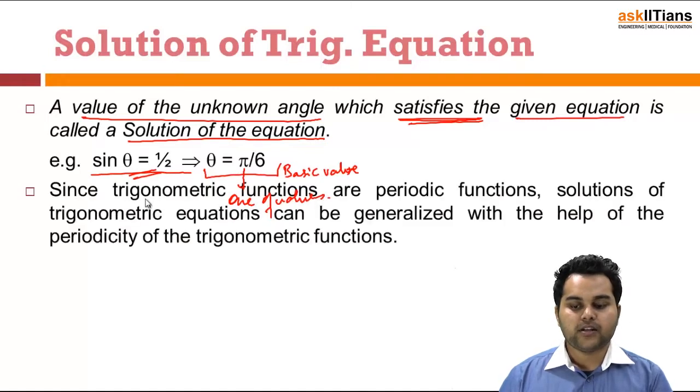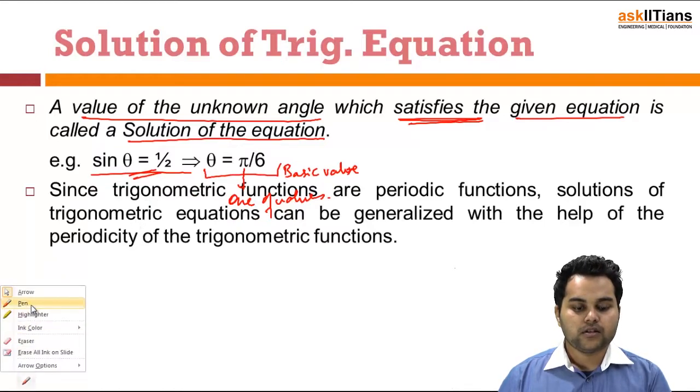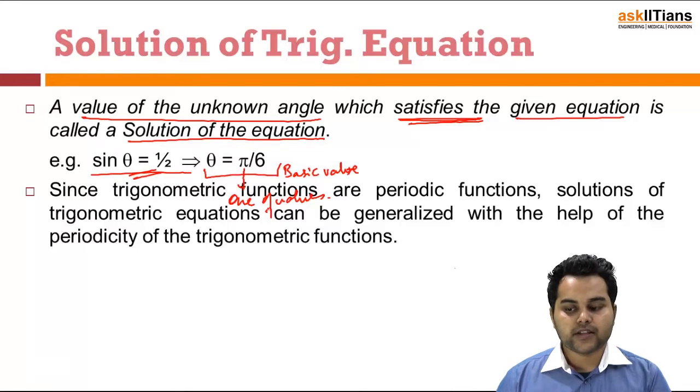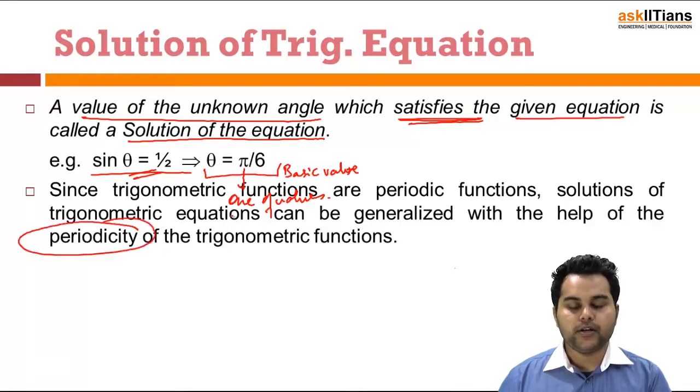Since trigonometric functions are periodic functions, solutions of trigonometric equations can be generalized with the help of periodicity. Mind that the word periodicity here is important. Every 2 pi, or every rotation, would have the same value, and hence the same value for the trigonometric ratio of the particular unknown angle. So the value would be repeating at least once in the rotation. I said at least once in the rotation.